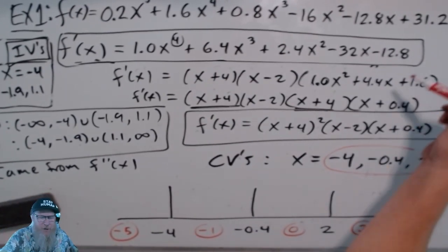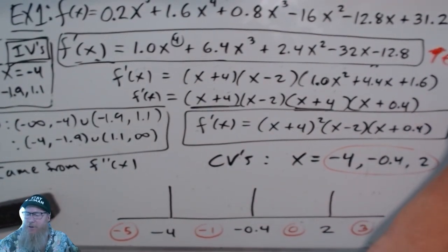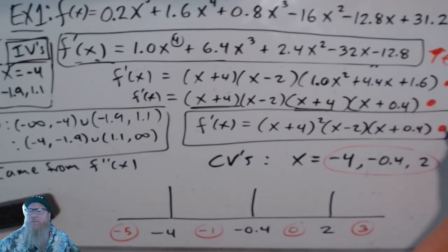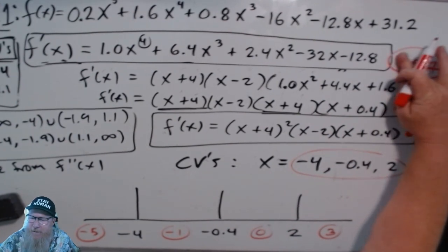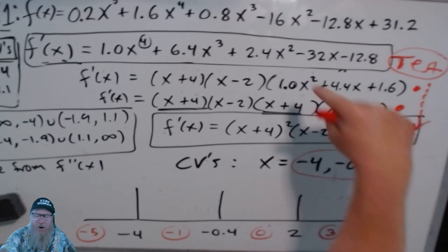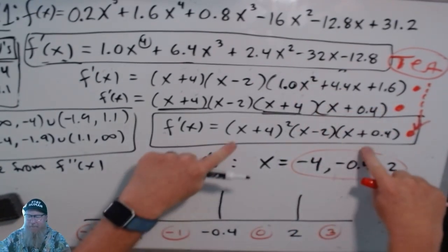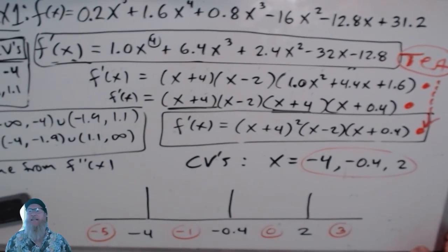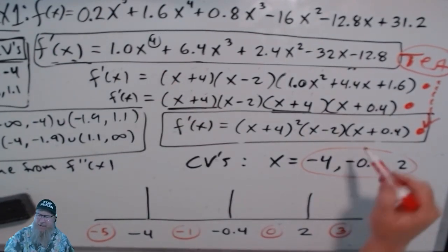Now again, you can use the original to test. You can use this one to test, or you can use this one, or you can use this one. You can test any of these that you like. They are all different ways of saying the same function. I'm going to use the last one. That's definitely the easiest one. But all of these are the derivative. So let's get on with it.